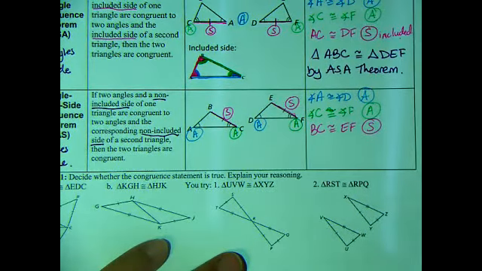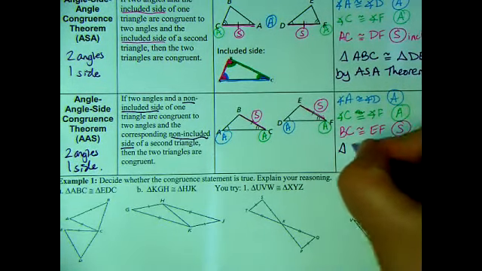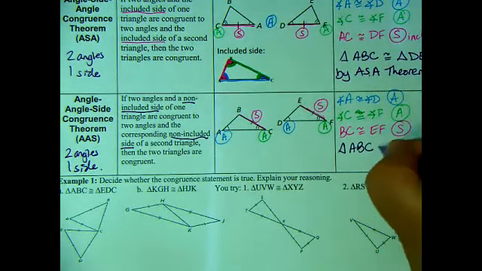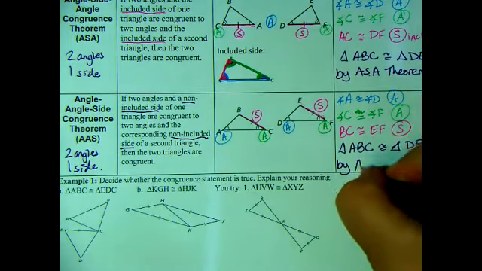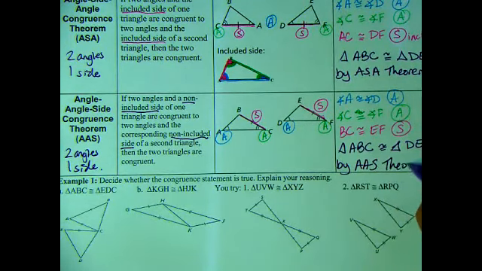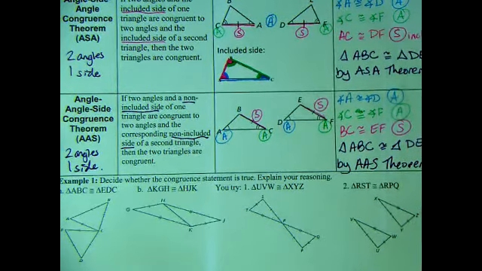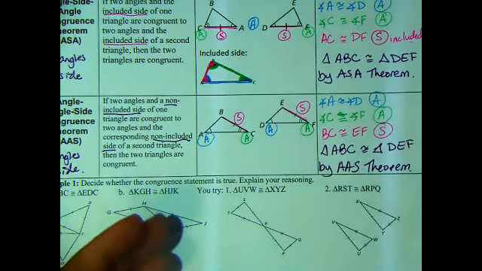So we then can use the angle angle side congruence theorem, and we can say that triangle ABC is congruent to triangle DEF by the angle angle side theorem, because the side was not included.